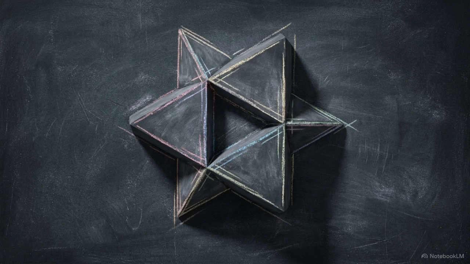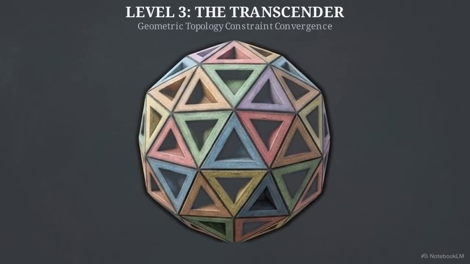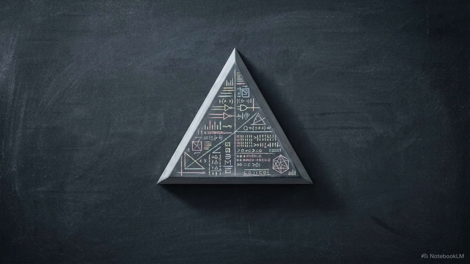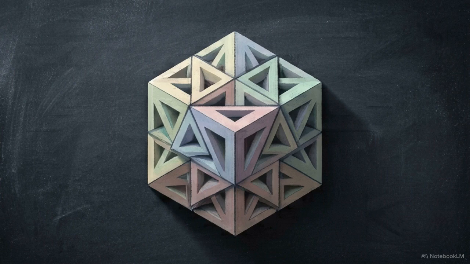This is a topology built from 7 interlocking equilateral triangles, or Karas. Specific mathematical roles are assigned within this topology. Kara 4 evaluates the ideal search direction, Kara 5 audits global coherence, and Kara 6 calculates how to minimize the operational cost. These specialized measurements feed into the unifying decision organ of the structure, Kara 7. Kara 7 operates without pre-programmed thresholds or external control.